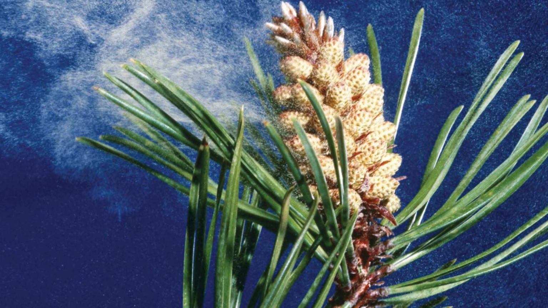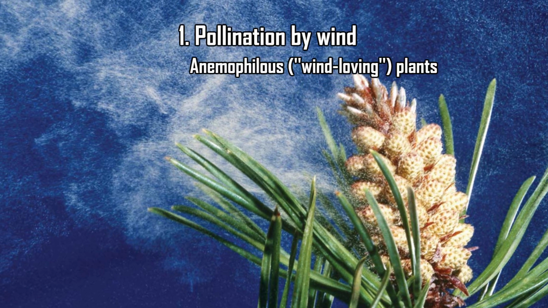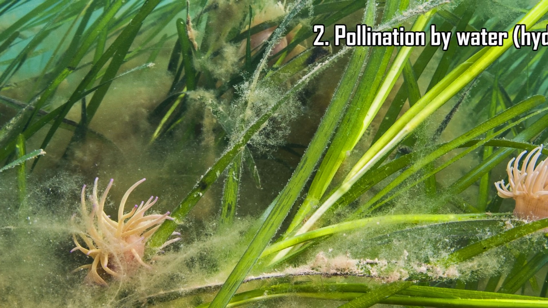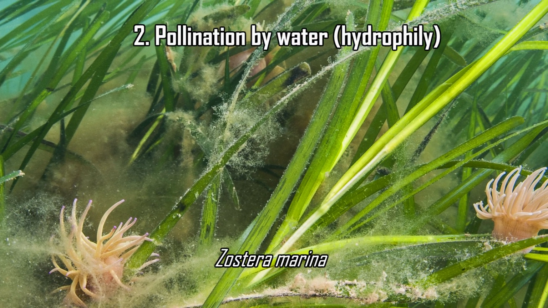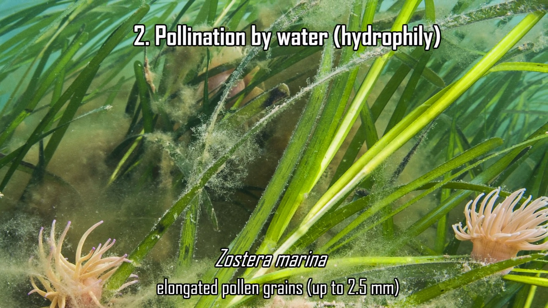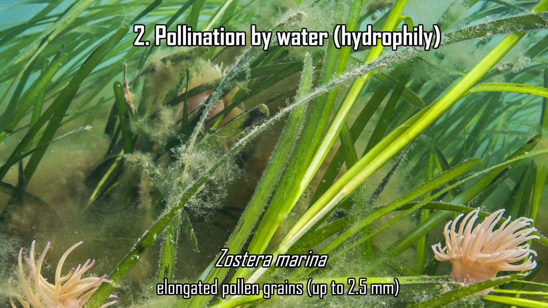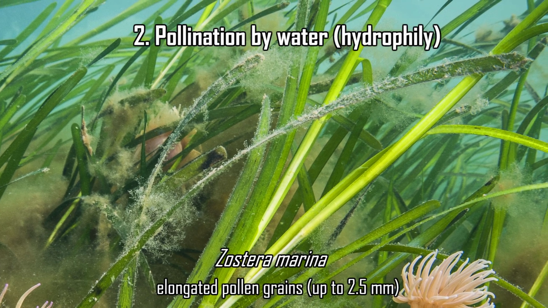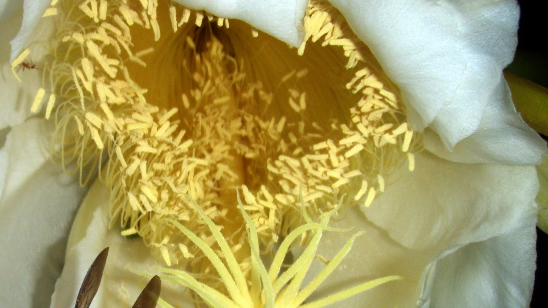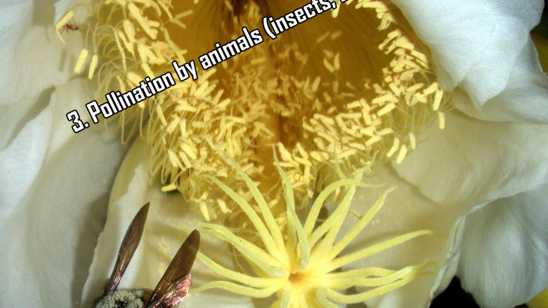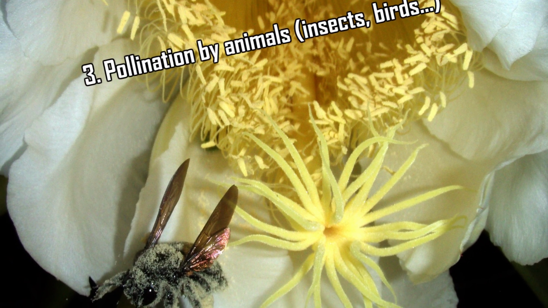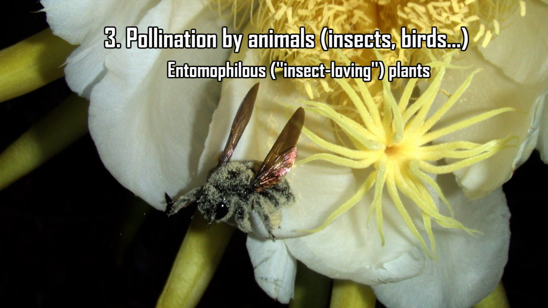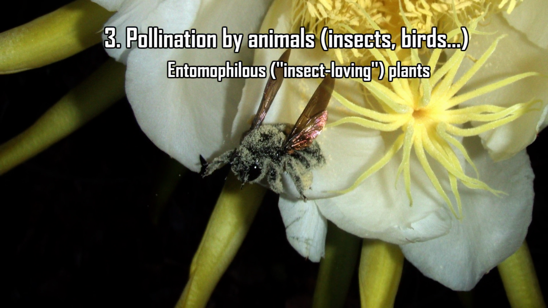This transfer can be mediated by the wind in anemophilous plants, which literally means wind-loving plants. By water in submerged plants, whose pollen grains are usually elongated and of the same density as water, allowing them to drift in the current for days without floating or sinking. And the third option of pollination is the one carried by animals, which are in most cases insects, so the plants that pollinate this way are called entomophilous, which means insect-loving.